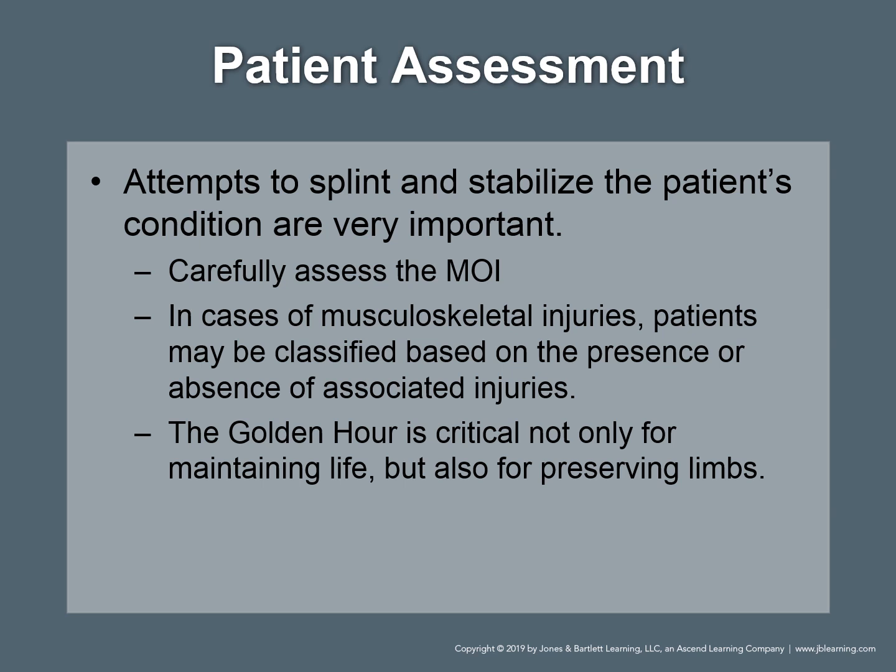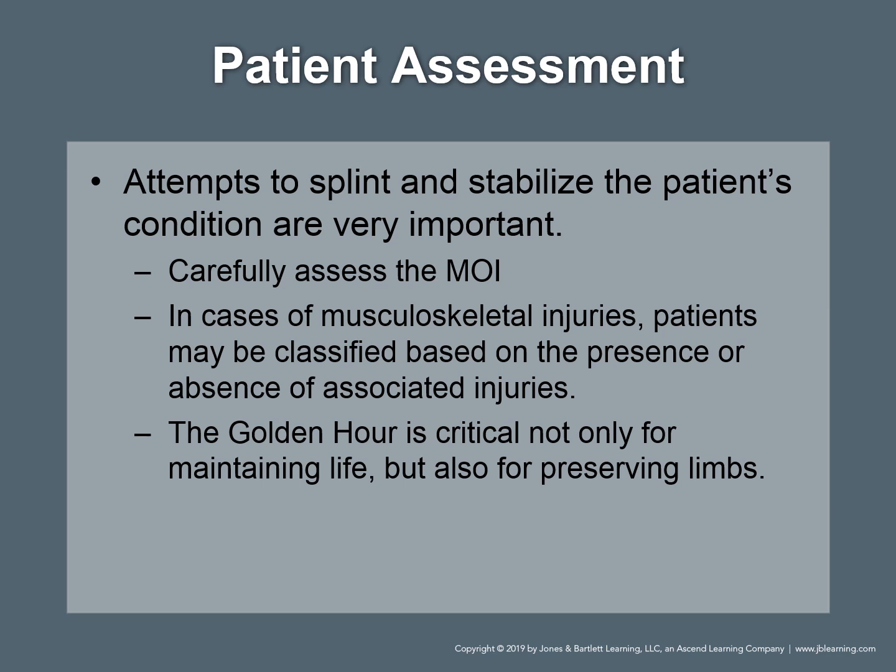Attempts to splint and stabilize the patient condition are very important. Now, if your patient is a multi-system trauma patient, we're not going to do any splinting on scene. We don't want to splint our patient to death, and what that means is we take too long putting the splints on. But if it's an isolated fracture or sprain, you want to make sure you do your splints and your RICE and really take care of those.